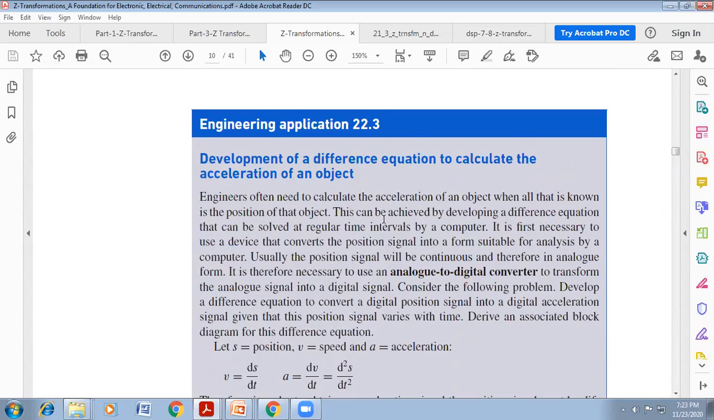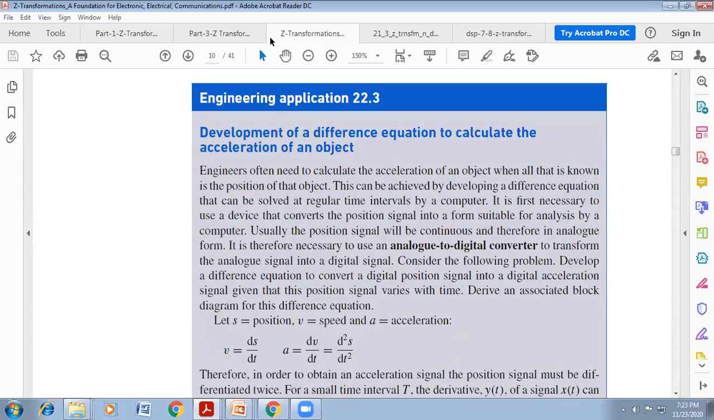And another engineering application for difference equations: the development of a difference equation to calculate the acceleration of an object.